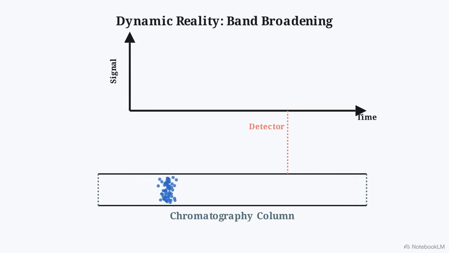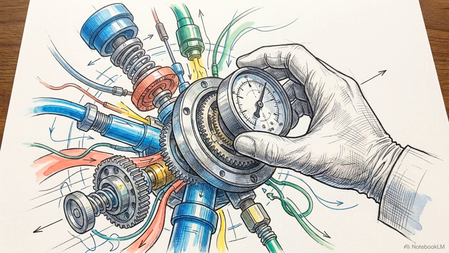But thermodynamics works against this order. Once inside a column, natural forces begin pulling that group apart, causing the peak to stretch and flatten. Achieving high resolution requires a constant, active fight against this natural broadening.